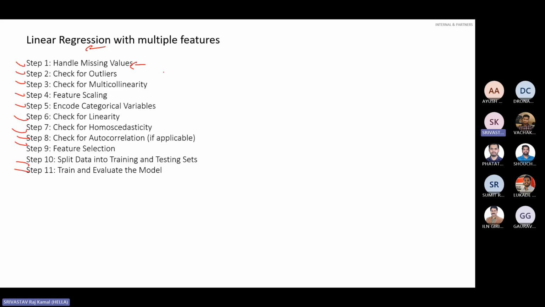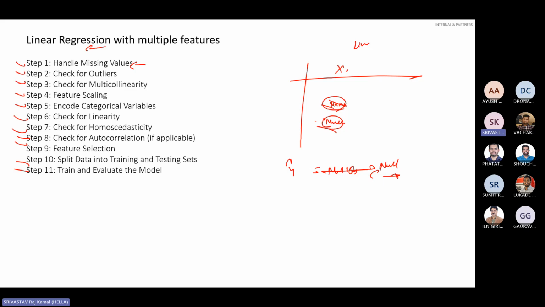Handle missing values. If my data has some x1, we will not always get clean data. So there would be some NaNs or nulls, right? We need to take care of them. Linear regression never wants null or none, because NaN times some coefficient makes the whole y equal to null, right? So you cannot deal with nulls. We have to take care of that. So this step is known as handling missing values.